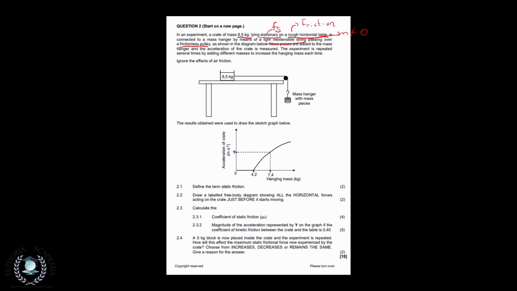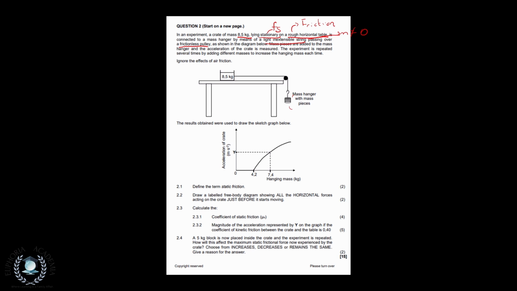What we can discern from this graph is that we have the hanging mass, the masses associated with that hanger, on the x-axis, and the acceleration of the crate, and by virtue of that the mass hanger, on the y-axis, because these things are connected by the string. So what does this graph tell us? Well, it tells us that from 0 to 4.2 kilograms of that mass hanger, there's no movement.